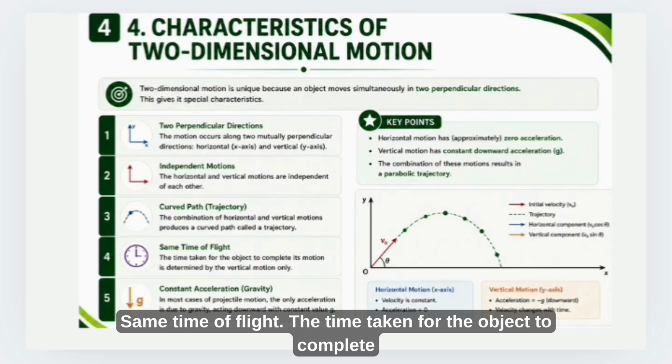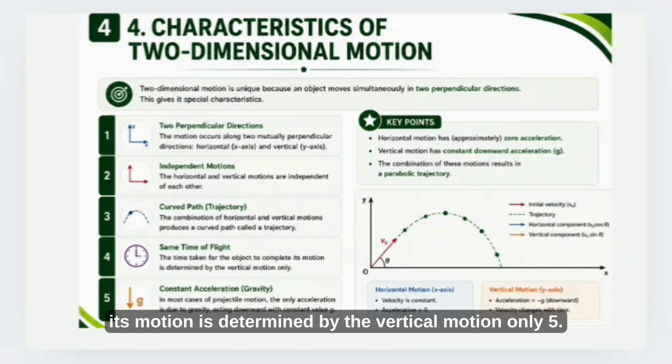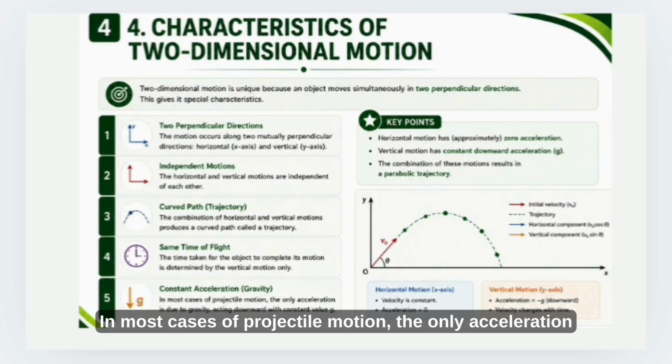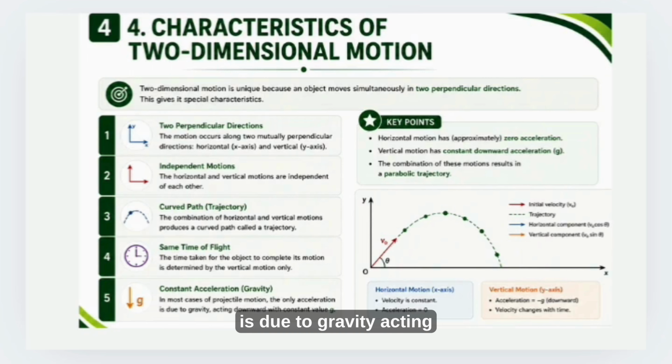4. Same time of flight. The time taken for the object to complete its motion is determined by the vertical motion only. 5. Constant acceleration. In most cases of projectile motion, the only acceleration is due to gravity, acting downward with constant value g.